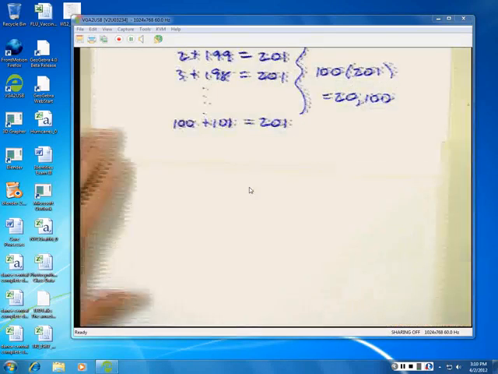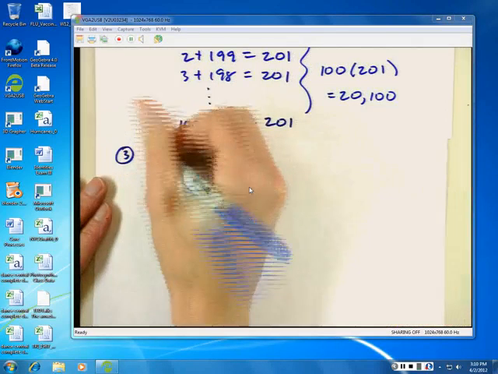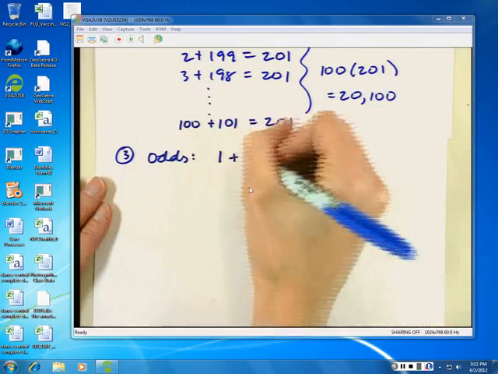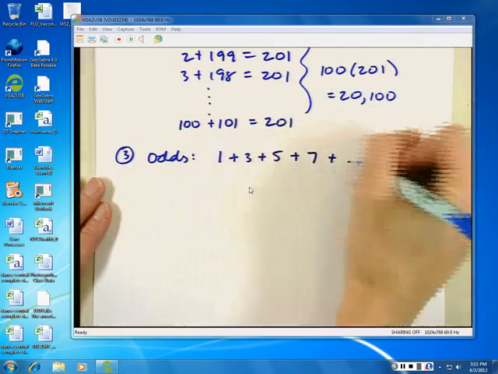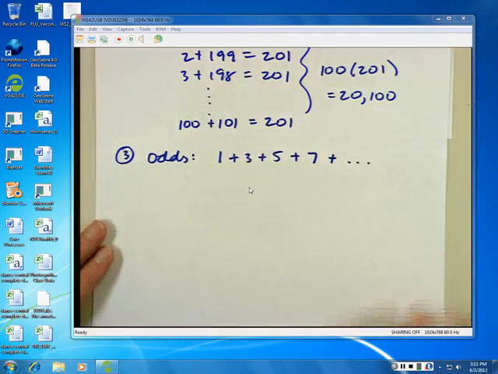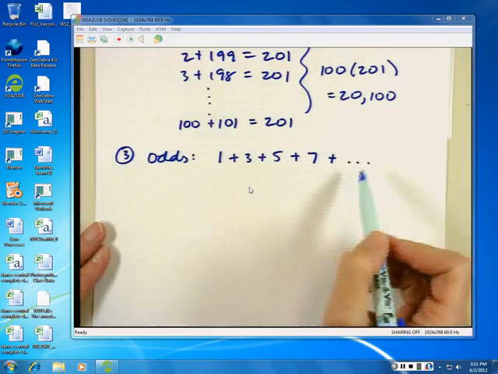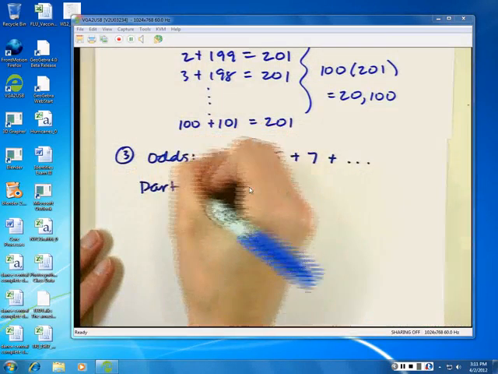Another sort of famous sequence of numbers to add are the odds. So let's add the odds. 1 plus 3 plus 5 plus 7 plus ... We're not going to add all of them. This ... really means that there's infinitely many to add. But what I want to do is to do some partial sums so we can see a pattern.